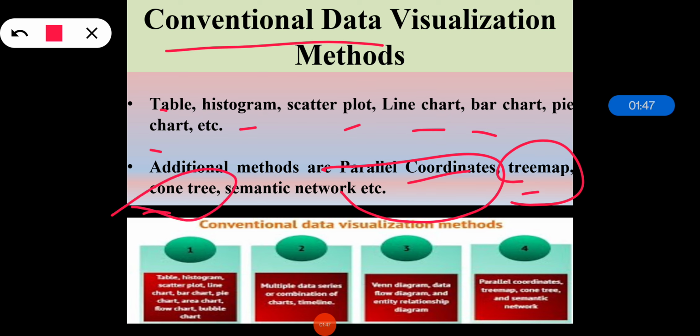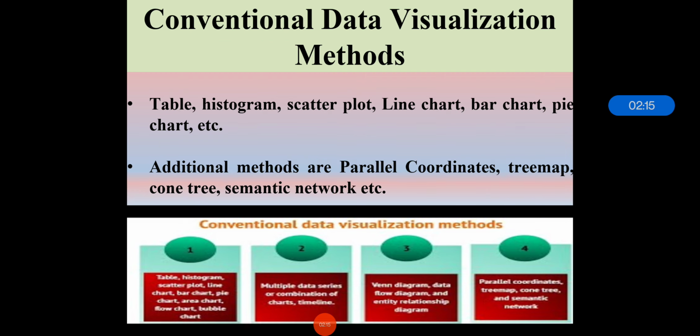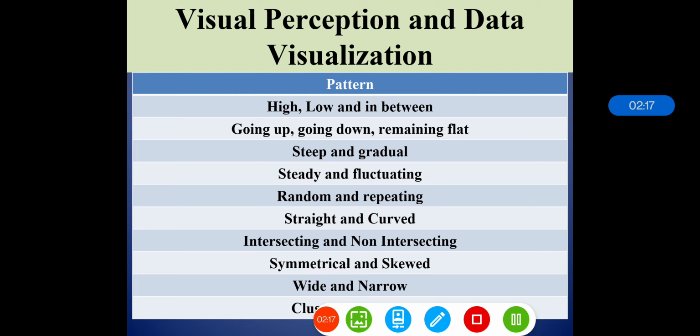The cone tree is another method which is used for displaying hierarchical data, such as an organizational body, in a multidimensional way. The semantic network is a graphical representation of logical relationships between different concepts. Generally, it generates a directed graph, a combination of nodes or vertices, edges or arcs, and a label over each edge. So these are the conventional data visualization methods.